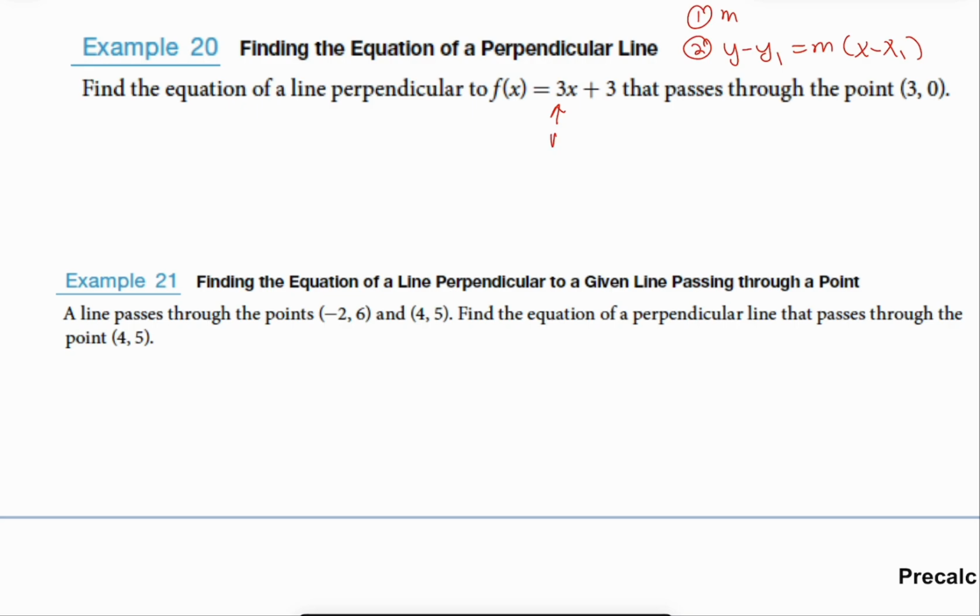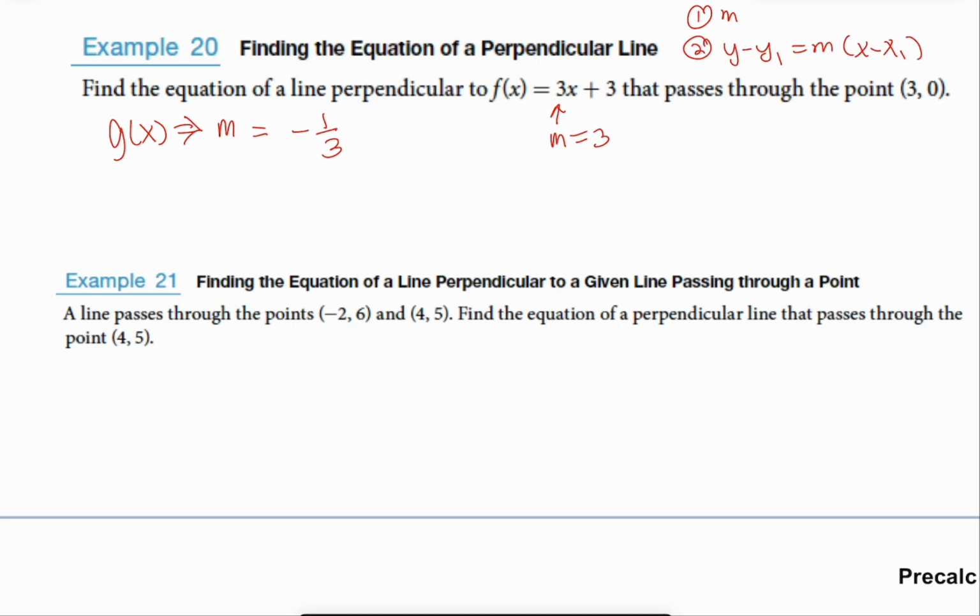In a sly way, they've told us the slope. This slope is 3. I'm going to call my new equation g of x, just so I have a name for it. If the slope of f is 3, and I want to be perpendicular to that, then my g function has to have a slope that is the opposite sign, so negative, and also the reciprocal, so that when I multiply 3 times -1/3, I get -1.